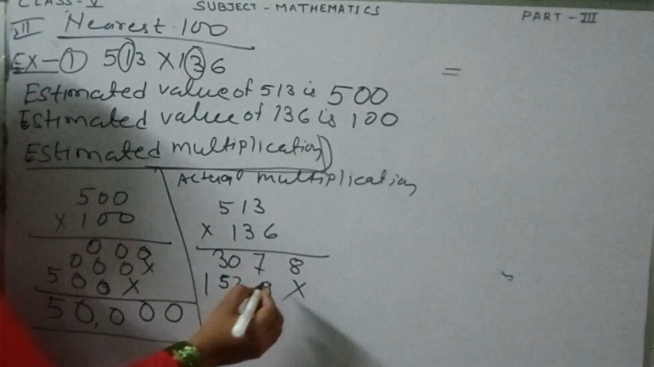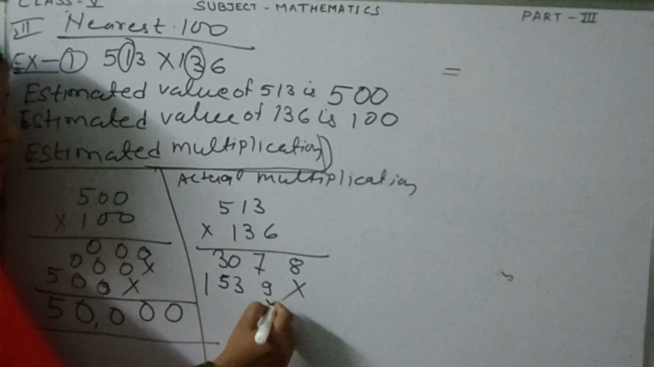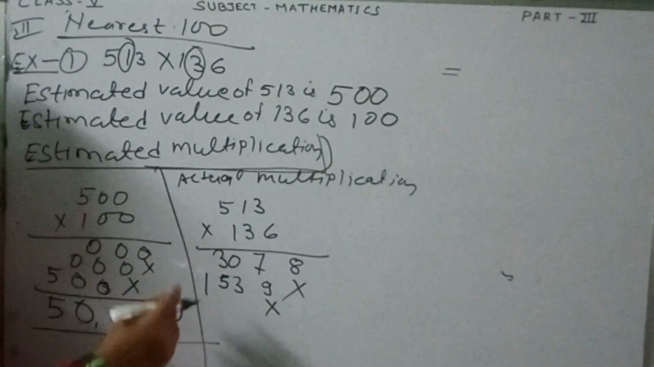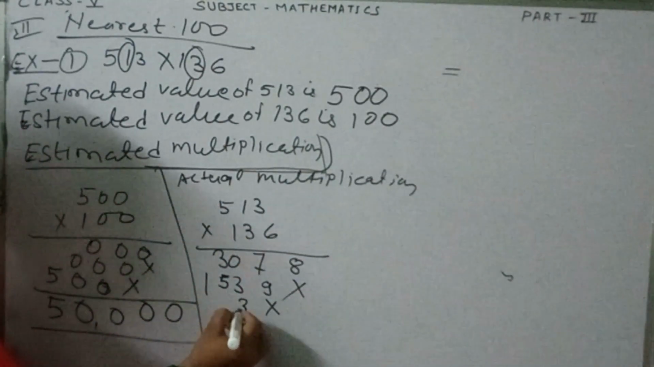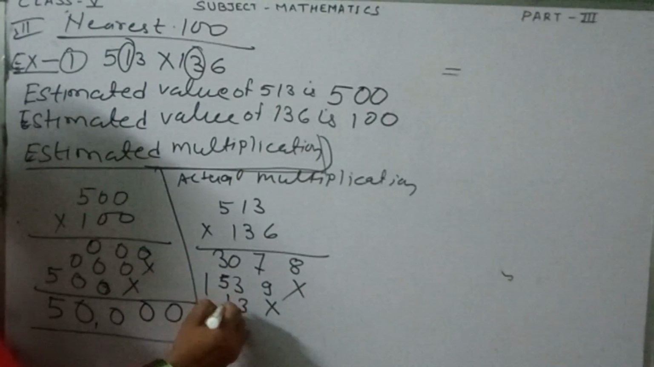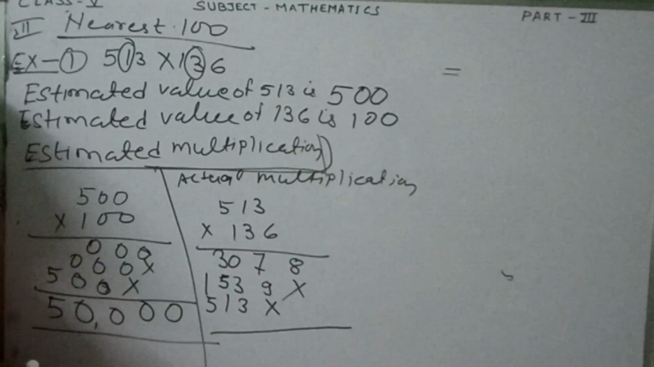Now again we have to multiply with this one. So first we put the cross here, and afterwards read the table of 1. How many times? 3 times. 1 3 is 3, 1 1 is 1, and 1 5 is 5. And afterwards add all the numbers together.